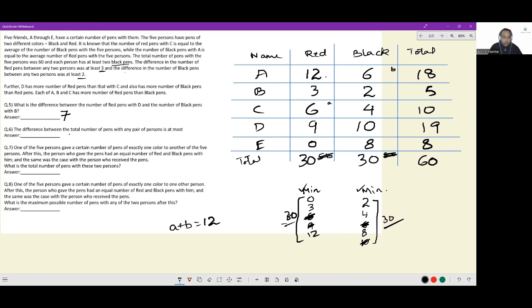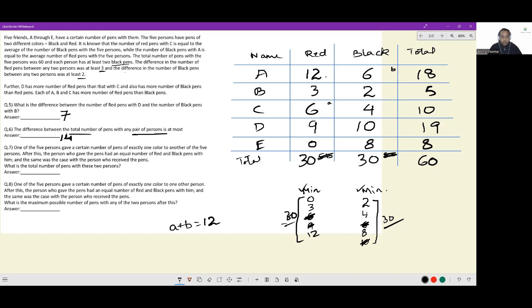The difference between the total number of pens with any pair of persons is at most what? So maximum pens is with D, minimum pens is with B. 19 minus 5, the maximum difference between any two pair of persons is 14.